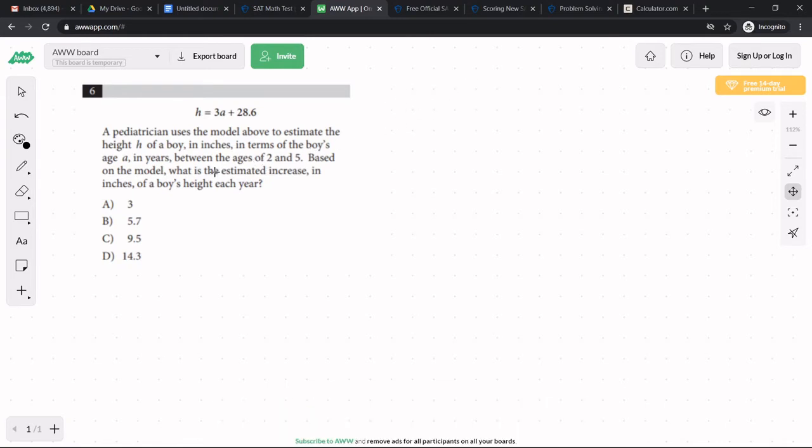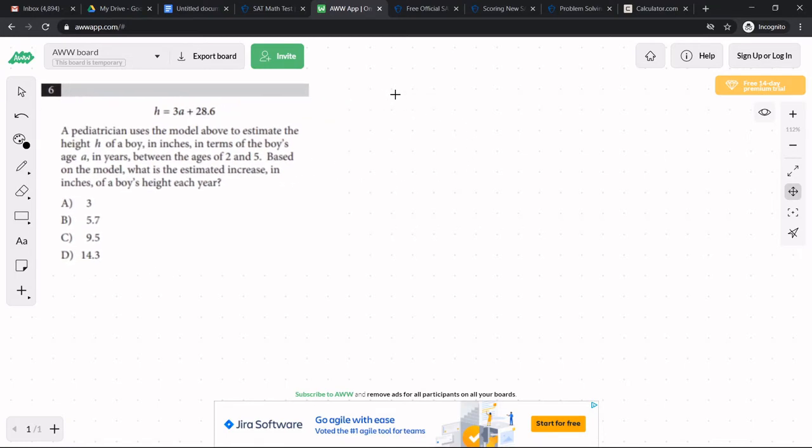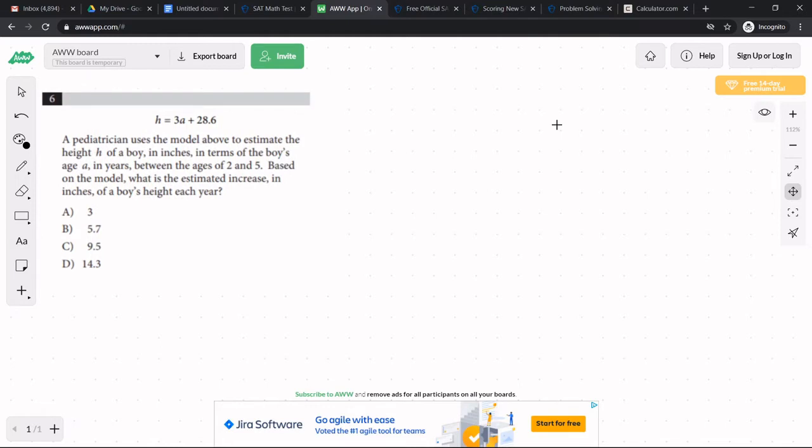So it's asking, based on, okay, so it's a model of the height of a boy in terms of age, a. And it's asking based on the model, what is the estimated increase in the height every year. So it's saying every year as the a increases by 1. As a goes up 1, right? How much does the h go up? Well, if you're more experienced with linear equations, you'll know immediately that it's just 3. But if you need to think about it a little, just try plugging in some values.